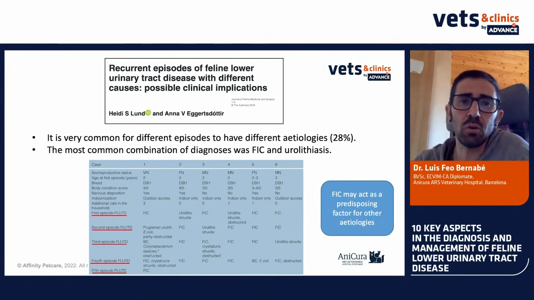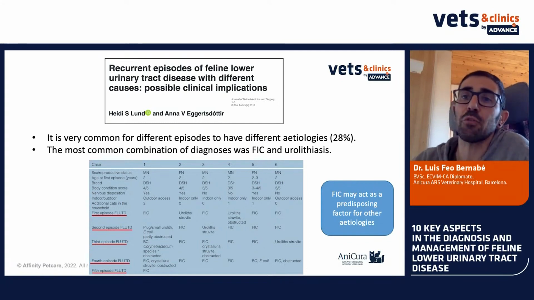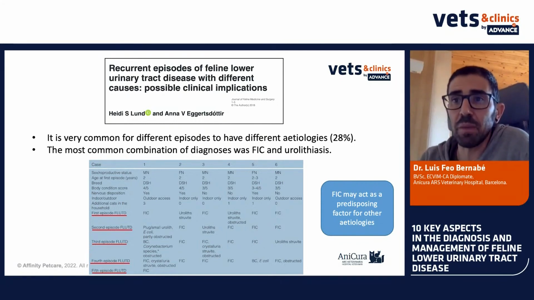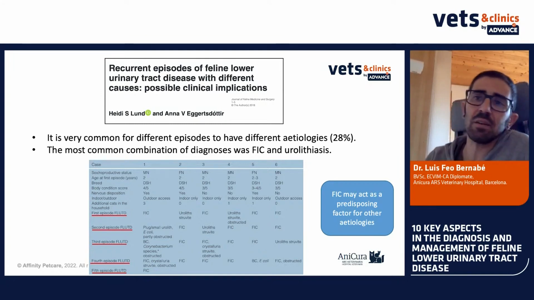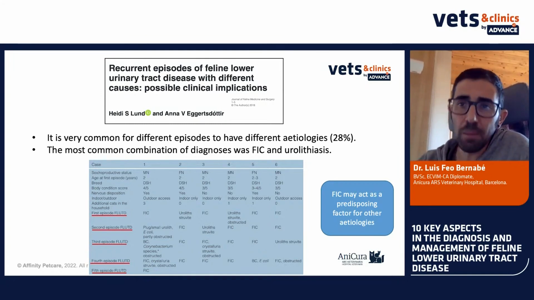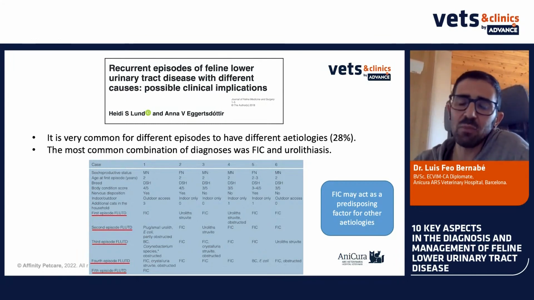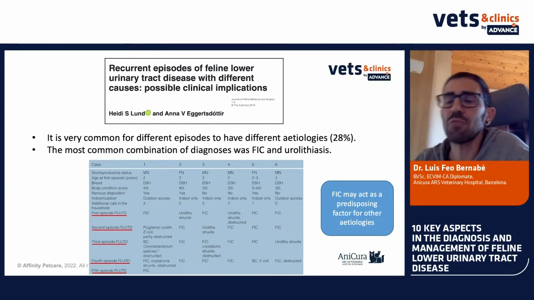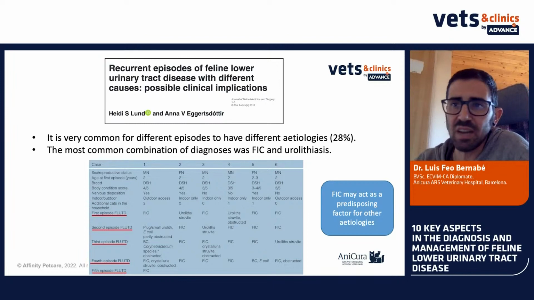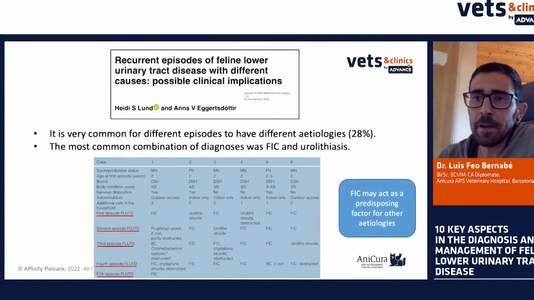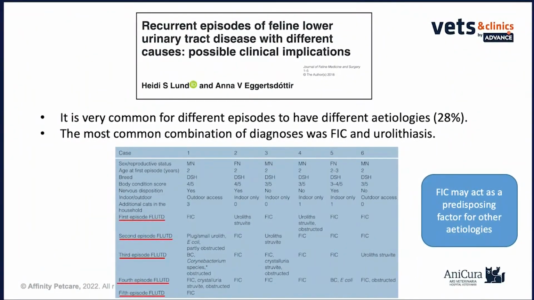It's also interesting to know that it's very common for different episodes to have different etiologies. Maybe you have diagnosed this patient with feline idiopathic cystitis, and 1 month later, he presented with the same clinical signs. And at that point, maybe you have a different disease. We don't know exactly what's going on, but we think feline idiopathic cystitis might act as a predisposing factor for other etiologies, mainly urolithiasis and plaques. But we don't really know how, but this can happen.